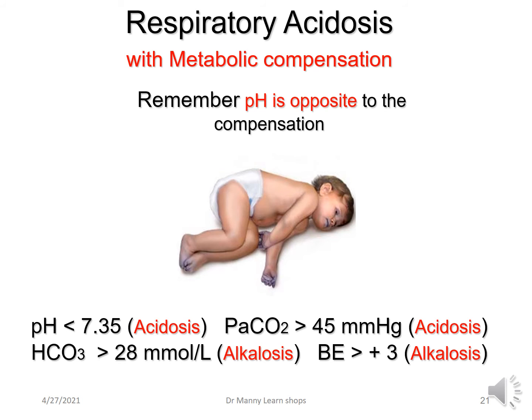However, when we come to look at the bicarbonate and the base, we see that the bicarbonate is greater than 28, which says alkalosis. The base excess is greater than 3, which says alkalosis. They're opposite to what the story is telling you. So therefore, this will reflect as a respiratory acidosis with metabolic compensation. The kidneys are retaining bicarbonate and trying to get rid of acid, hydrogen ion.